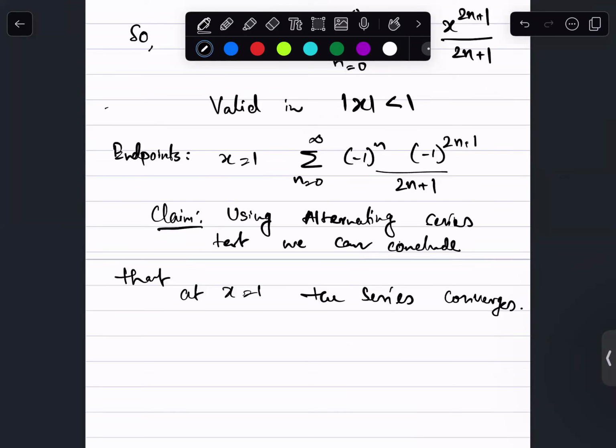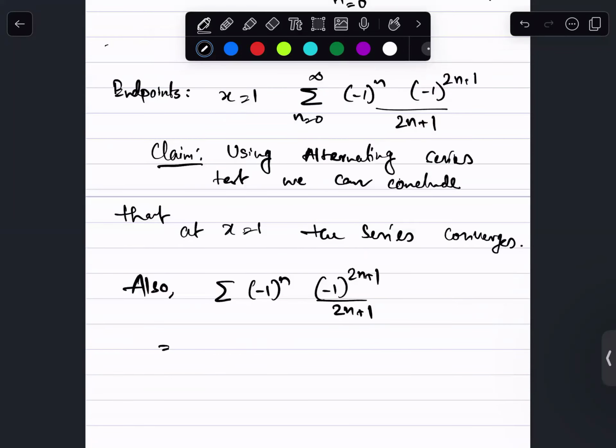And also, at the same time, if I put x equal to 1, the series will look like this: the sum of (-1)^n over 2n plus 1, which is 1 minus 1/3 plus 1/5 minus 1/7 plus 1/9, and so on. This is nothing but arctan of 1, right? This is pi over 4.